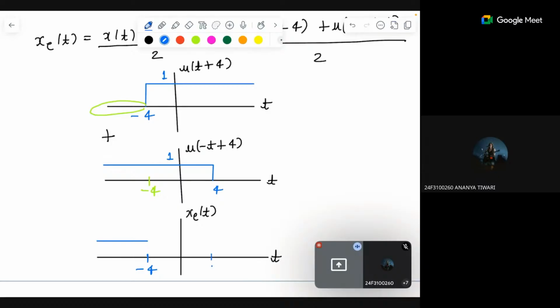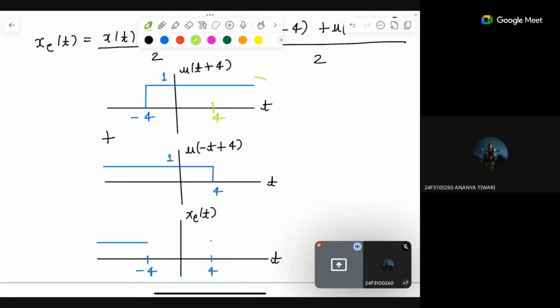Now let us take 4. After 4, the first signal is 1. The second signal after 4 is 0. 1 plus 0 is 1. 1 divided by 2 is 0.5, right? Is this clear, class? So this is 0.5.